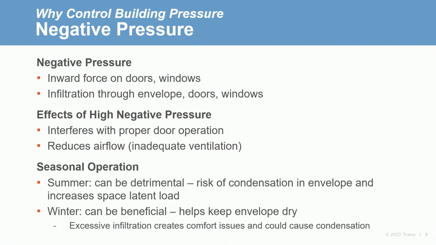In the summertime, infiltration of moist outdoor air can lead to condensation on cool surfaces within the building envelope. Hidden condensation increases the potential for microbial growth and material damage. It also increases the space latent load.